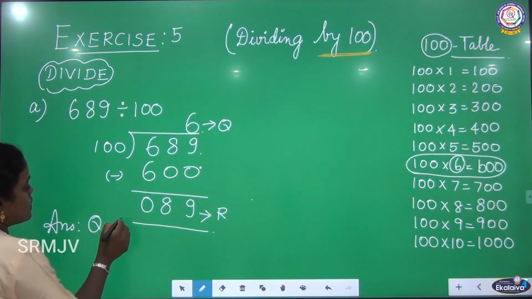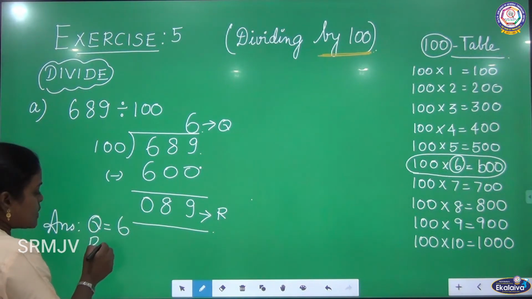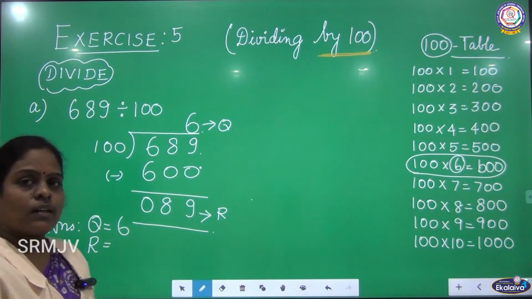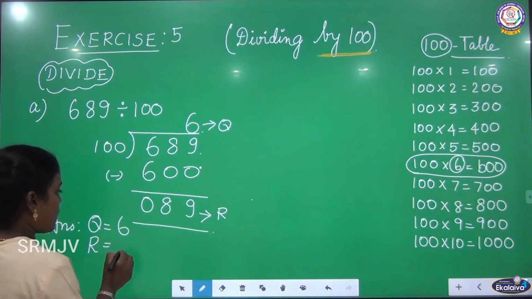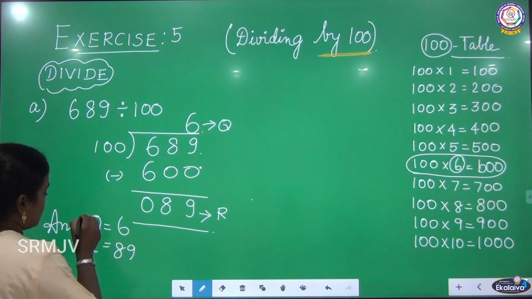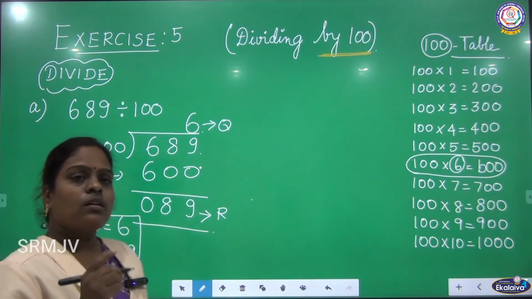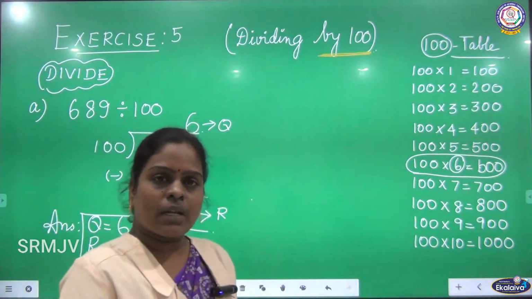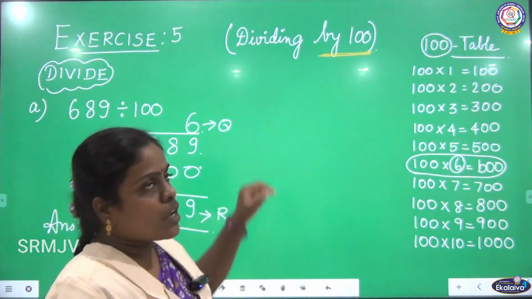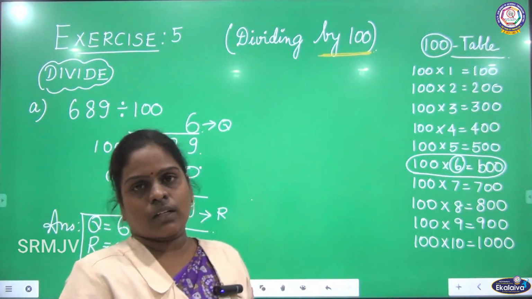Quotient is 6. What is the remainder? 89. So this is the answer. Like we have used in the previous method, here we are going to use the shortcut method.